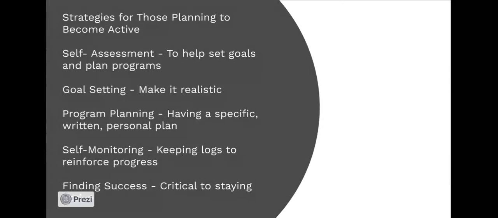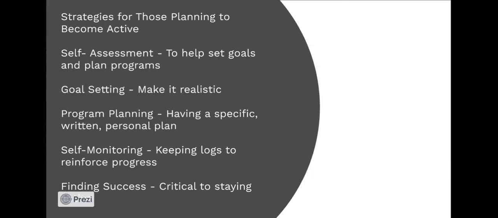People at the planning stage have taken some action. They may actually have started doing some activity, but it's probably quite irregular. People at this level can benefit from the same strategies as those for stages 1 and 2, but they are especially likely to benefit from the planning strategies outlined here. Self-assessment, goal setting, program planning, self-monitoring, and finding success.